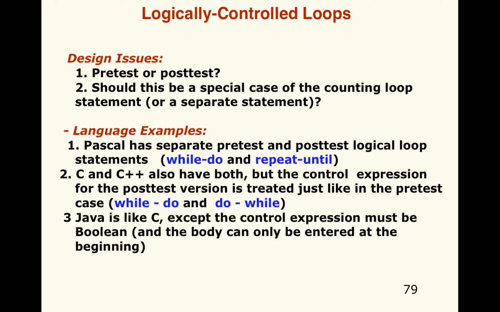So here are some language examples. Pascal had the same thing, had the pretest and the posttest, but they did a repeat and repeat until. So the syntax was a little bit different. C++ actually copied Pascal but made it simpler. The control statement is treated just like the pretest, so we have the while do and the do while. Java's like C, except the control statement must be a Boolean.